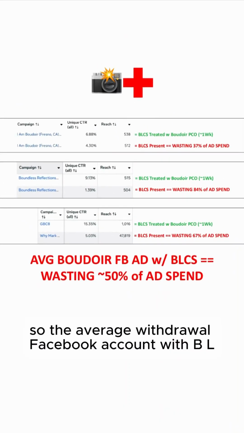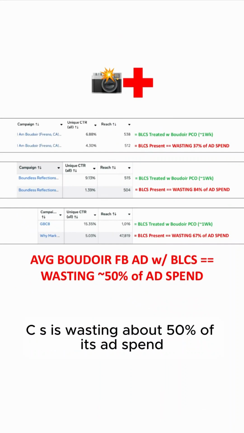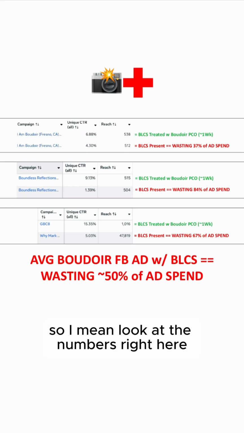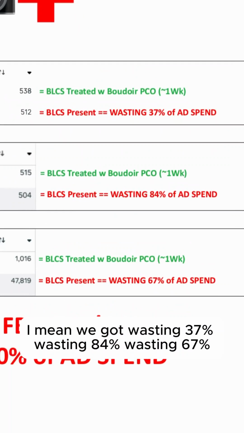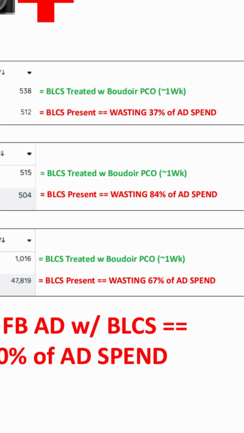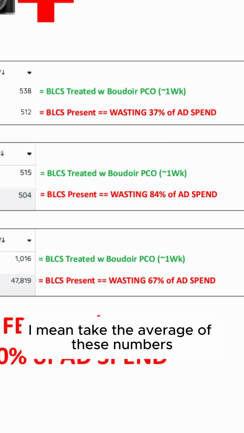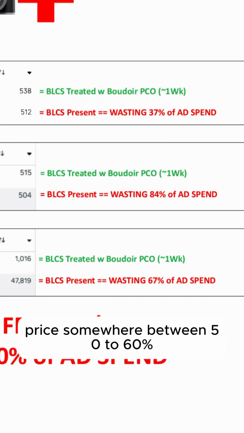So the average Boudoir Facebook ad with BLCS is wasting about 50% of its ad spend. So, look at the numbers right here. We got wasting 37%, wasting 84%, wasting 67%. Take the average of these numbers, it's probably somewhere between 50 to 60%.